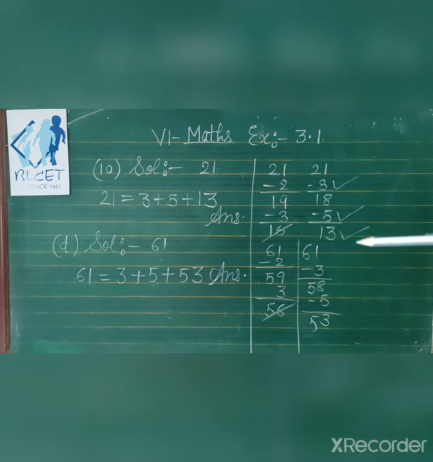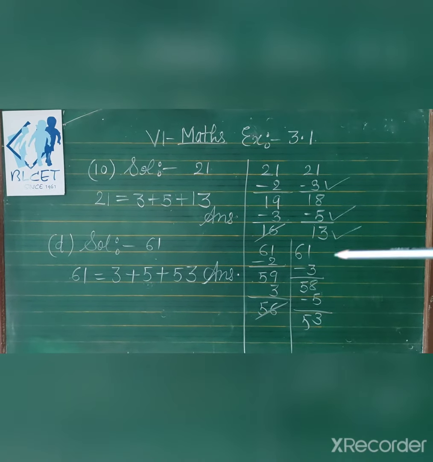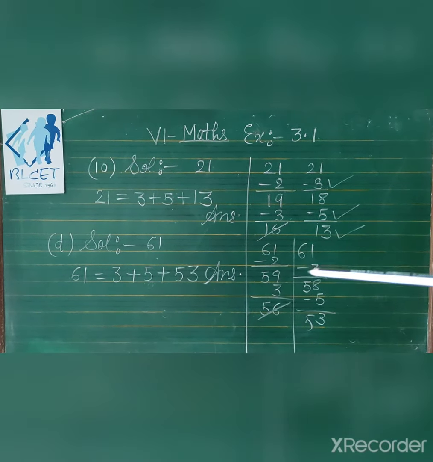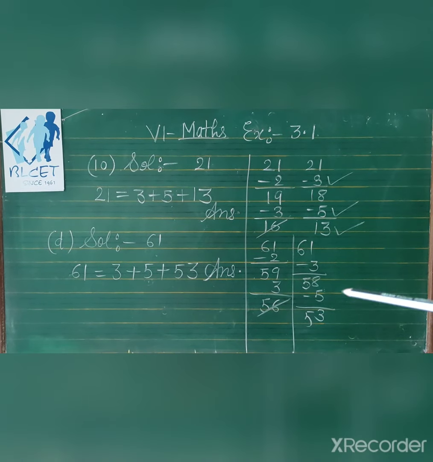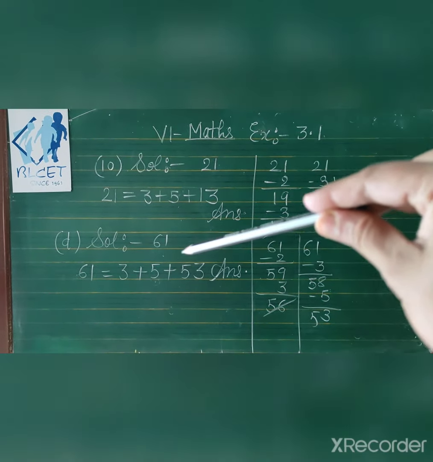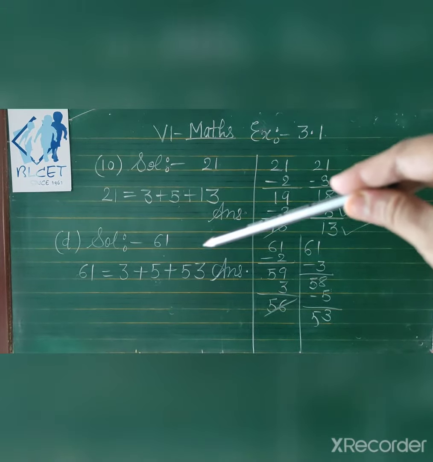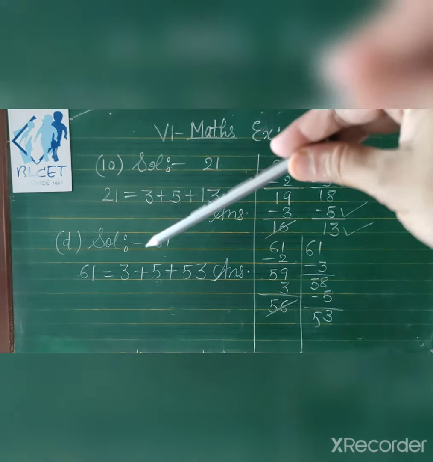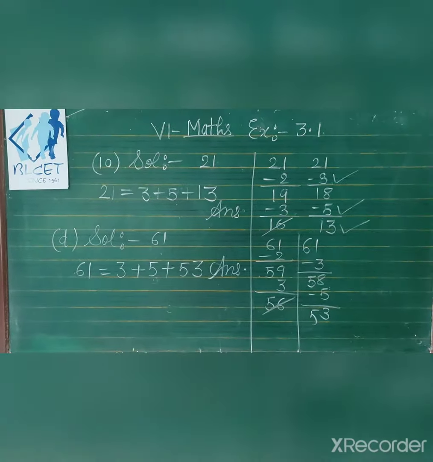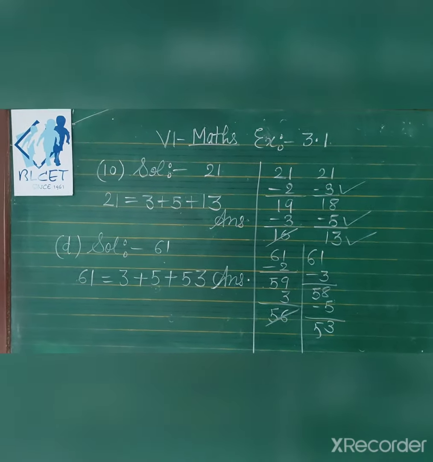In this way, 61 minus 3 is 58, and 5 is there. Now 58 minus 5 is 53. So we can write it as the addition of 3 odd prime numbers: 3, 5, 53. In this way you will solve B and C. The next question is: write 5 pairs of prime numbers less than 20 whose sum is divisible by 5.